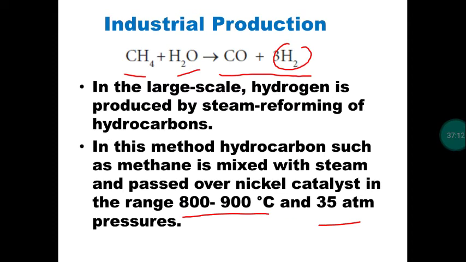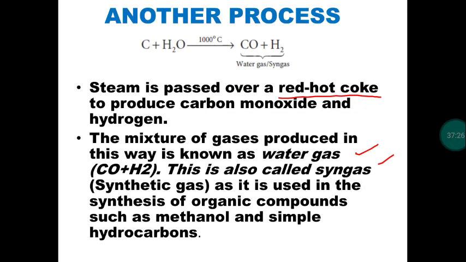So this is a large scale preparation. We have to pass steam over methane at 800 to 900 degrees Celsius at 35 atmospheric pressure. We get a mixture of carbon monoxide and hydrogen. So this is called water gas or syngas or synthetic gas. This water gas can also be prepared by another method. By passing steam over a red hot coke at 1000 degrees Celsius, we get this water gas.